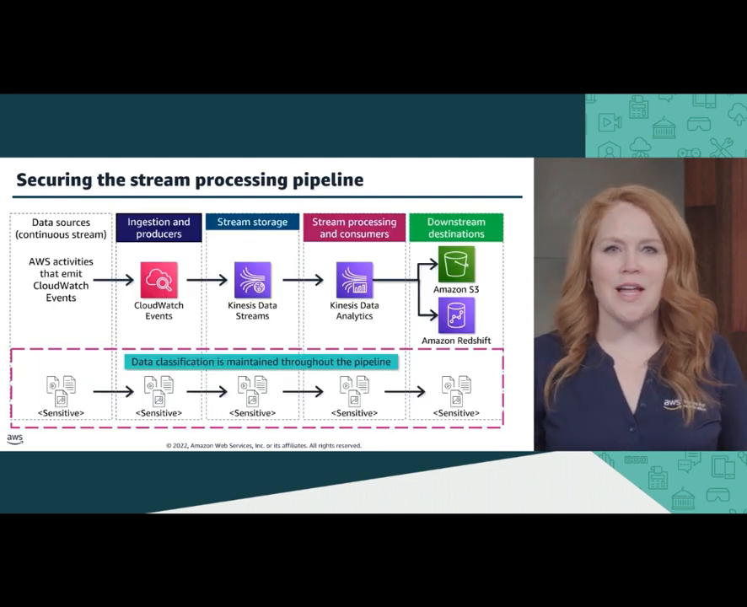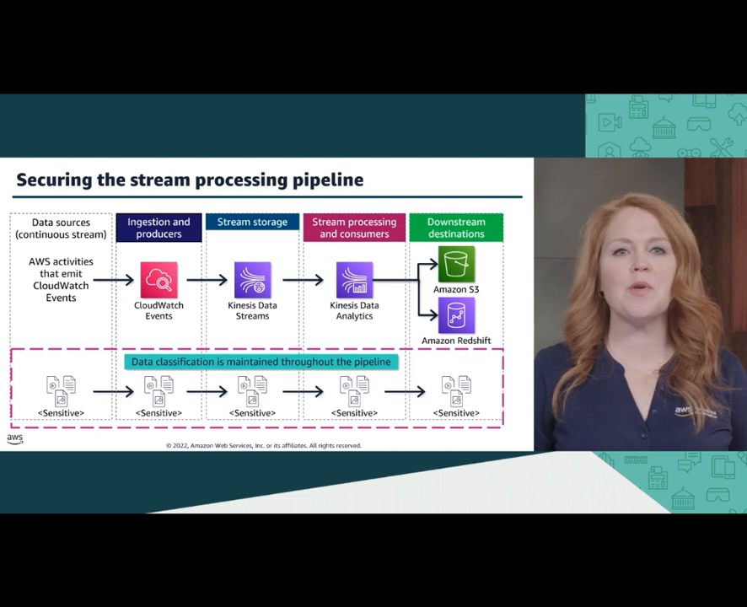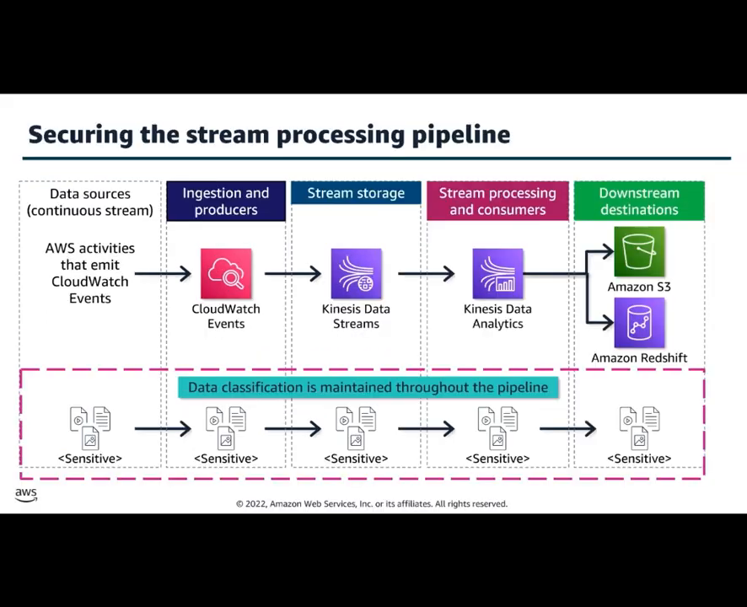Let's look at how to apply some of the security best practices from the AWS Well-Architected data analytics lens to a typical stream processing pipeline. To classify and protect data, you can begin by understanding your data classifications and your protection policies before the data is processed in your pipeline. This best practice will govern how you handle all of the data that flows through your data pipeline.